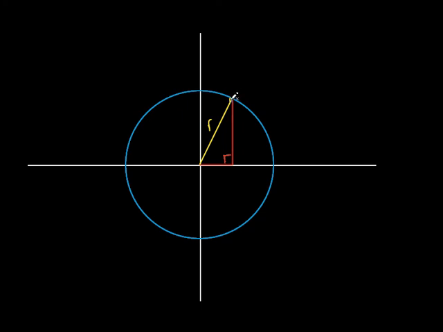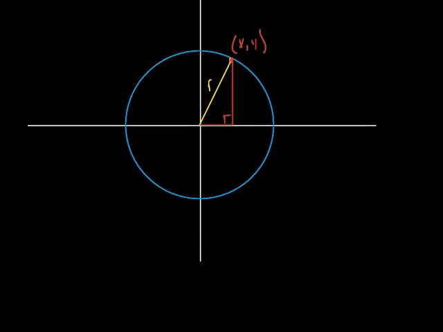This point right here is just some point on the circle, isn't it? And we'll call it x, y. All right. Everybody with me so far? Okay. So what we're going to do is try to relate all this stuff and come up with a little equation. And let's see what we do here.